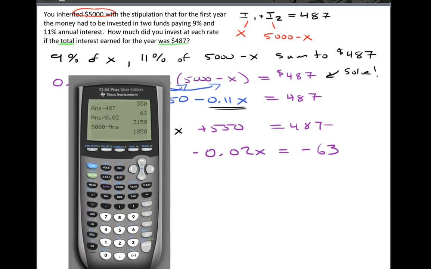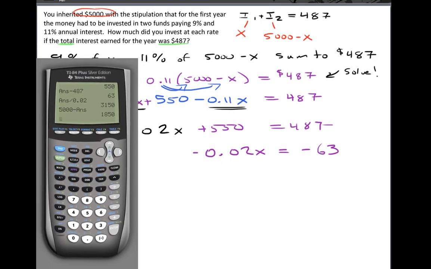Let's move the calculator out of the way here. So x is going to be equal to 3,150, and that's in the 9%. And then 5,000 minus x, what's left over, that's going to be 1,850, and that's in the 11% account. Great. See you next problem.